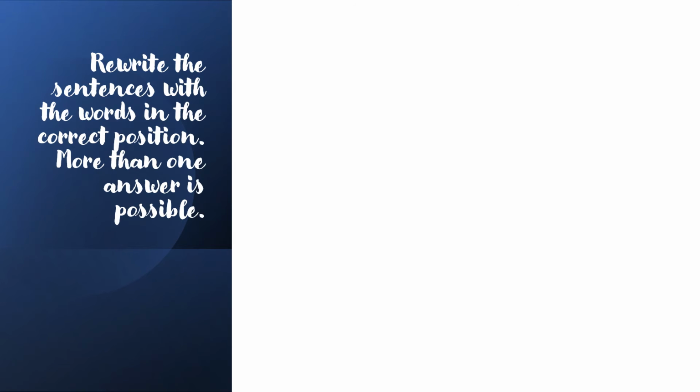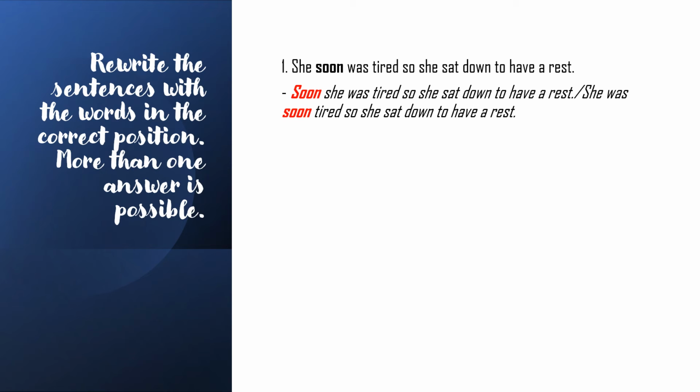The final exercise from the textbook is to rewrite the sentences with the words in the correct position. More than one answer is possible. Let's look at the first sentence. She soon was tired, so she sat down to have a rest. So we have a few suggested answers here. They are: soon she was tired, so she sat down to have a rest. Or she was soon tired, so she sat down to have a rest.